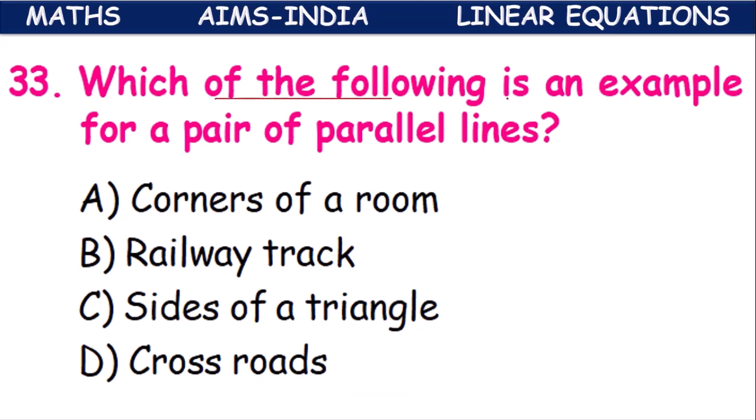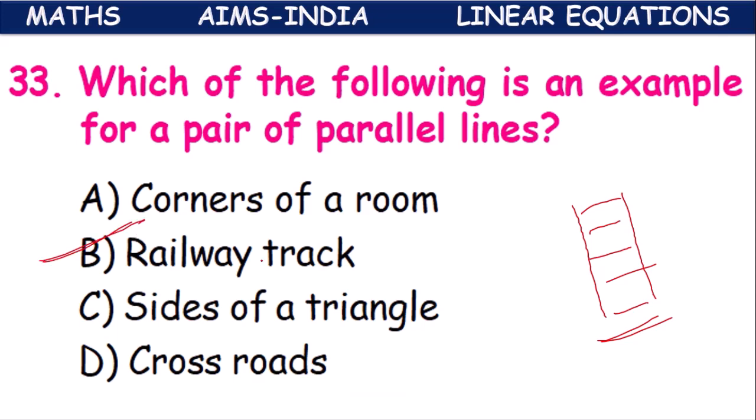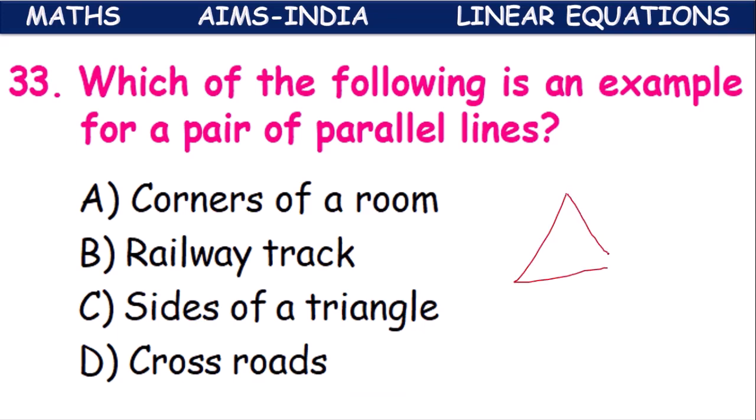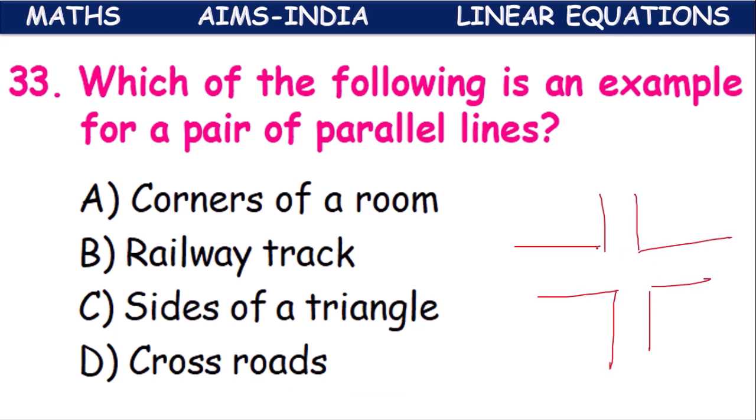Which of the following is an example for a pair of parallel lines? Corners of a room, they are perpendicular. Railway track, they will never meet with each other. The gap between them anywhere will be the same. So railway track is an example of parallel lines. Sides of a triangle, not parallel. Crossroads not parallel, because the angle between crossroads is 90 degrees. So answer, railway track.